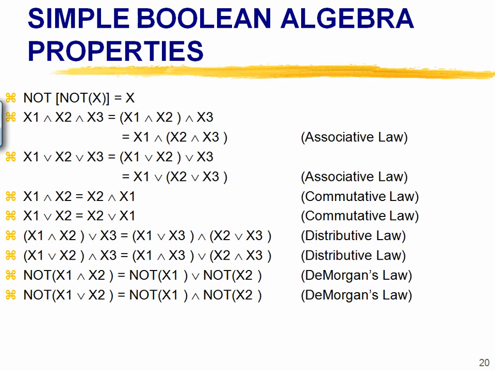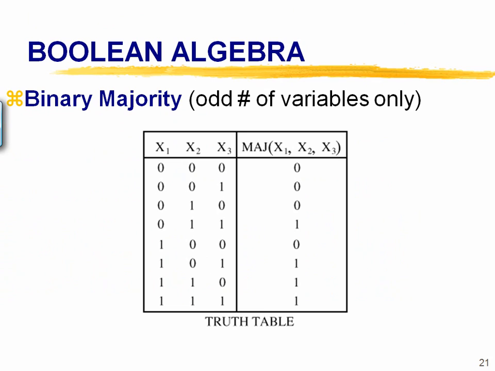Right? So all of these laws are important for us to remember because they help us simplify the operations we wish to perform on an image. Now, there is one other operation besides AND, OR, and NOT that we care for in terms of our library of binary image processing operations that we like to maintain, and that's the binary majority.